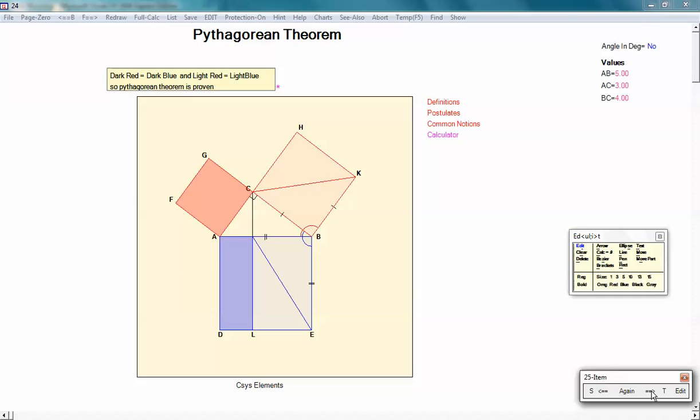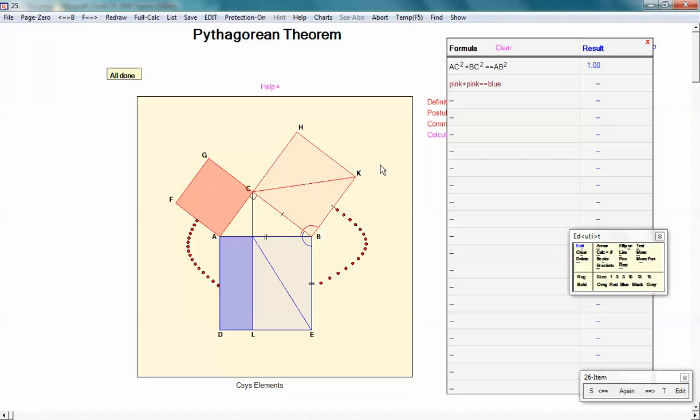So putting it all together then, we have that the dark pink is equal to the dark blue, light pink is equal to the light blue, so this square plus this square is equal to this hypotenuse squared. In other words, we have the Pythagorean theorem. So this AC squared, which is this pink box, plus BC squared, which is this light pink box, is equal to AB squared, which is the blue box. So pink plus pink equals blue, and that's the geometric proof of the Pythagorean theorem.